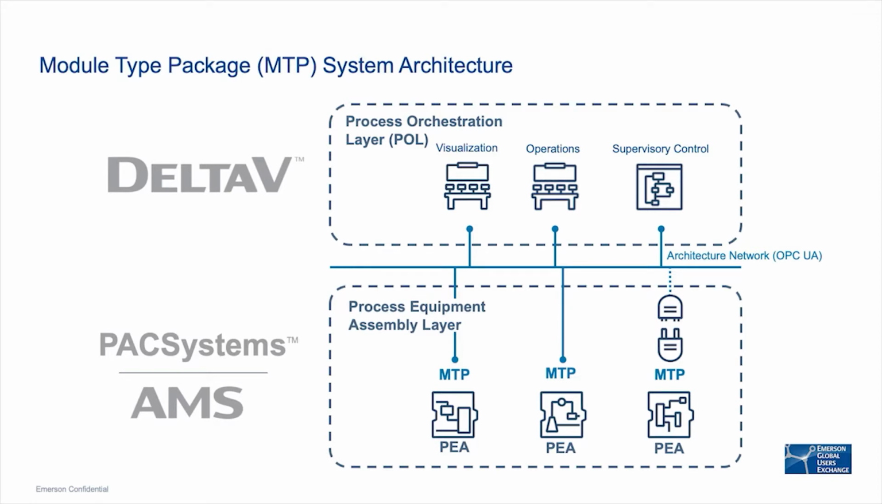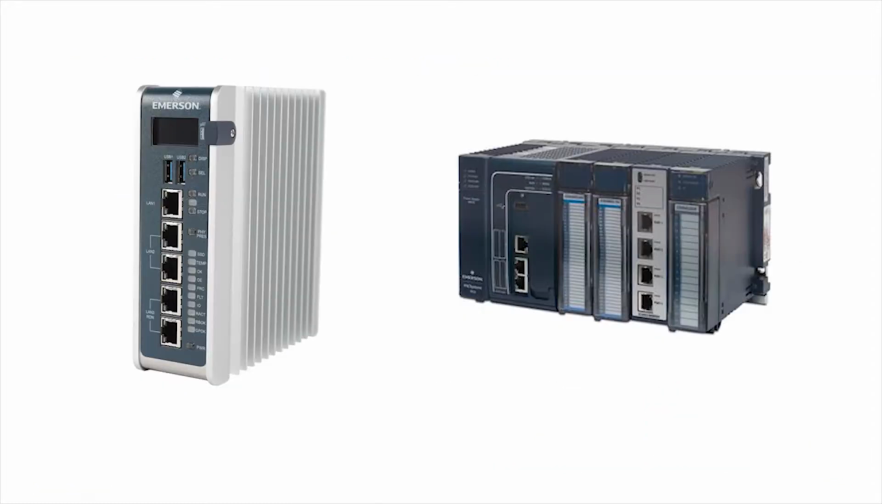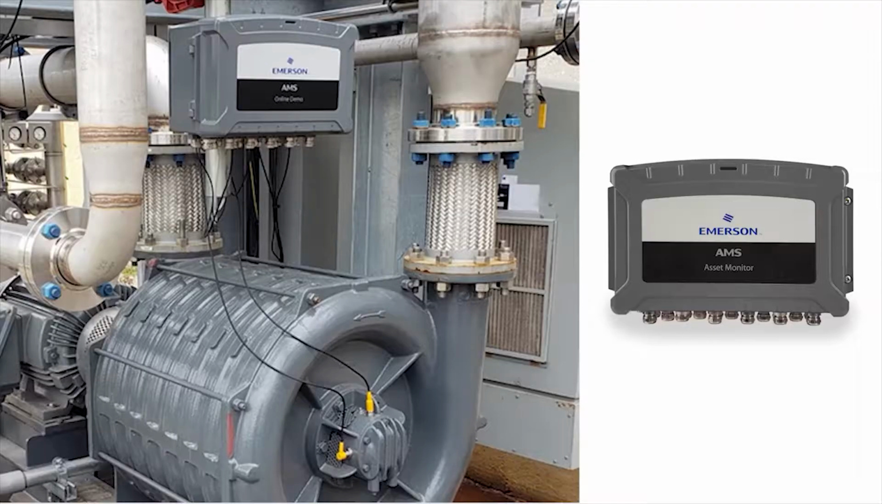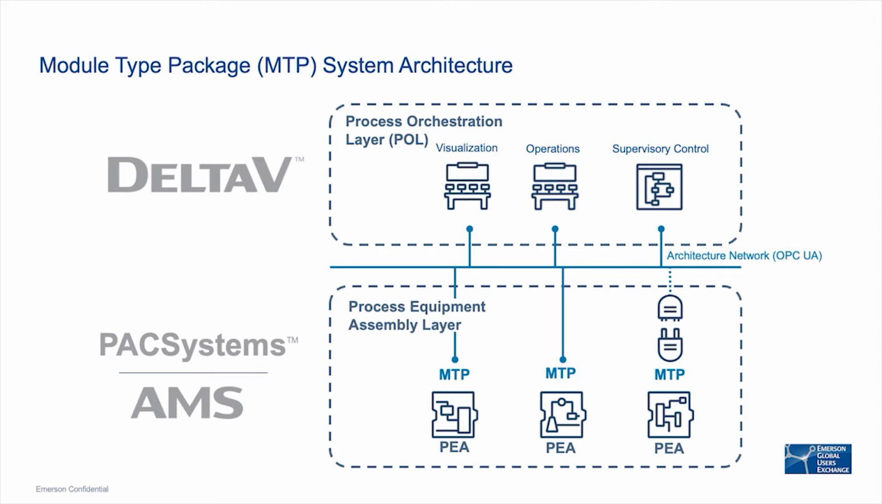When applying this terminology to our Emerson MTP products, the POL will be DeltaV, the control system responsible for operations and supervisory control of the PEAs. And the PEAs will be our PAC systems PLCs, such as the CPL410 and RX3i platforms, and our AMS machinery health and prediction devices, such as the AMS asset monitor. The two distinct layers are physically connected using standard Ethernet, and the data exchange leverages OPC-UA as the communication protocol.